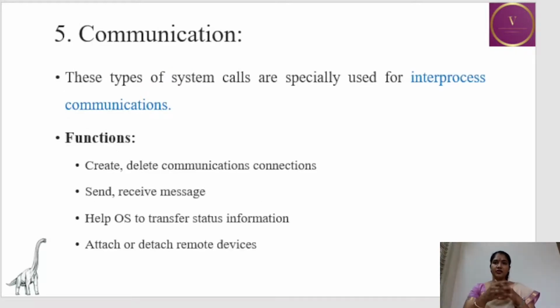Next is the communication system call. These types of system calls are specially used for inter-process communication, and the following are the functions of a communication system call: create, delete communication connection, send, receive messages, help the OS to transfer status information, attach or detach remote devices. So these are the functions under the communication system call.